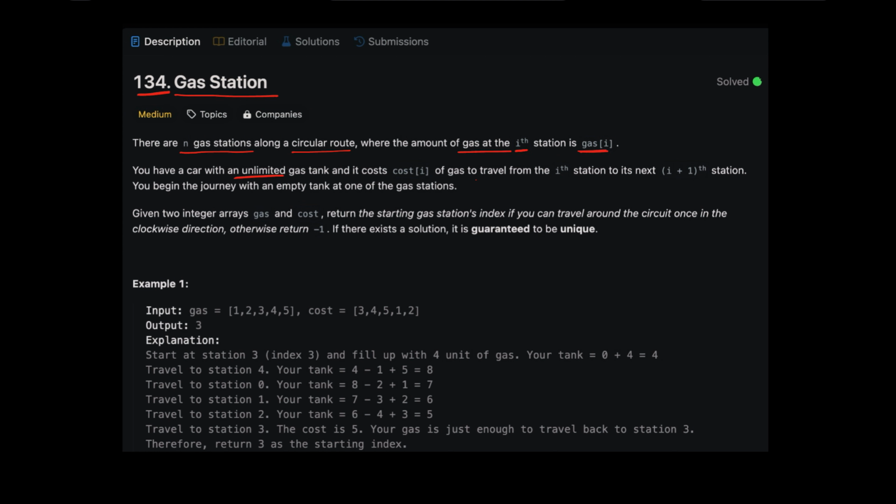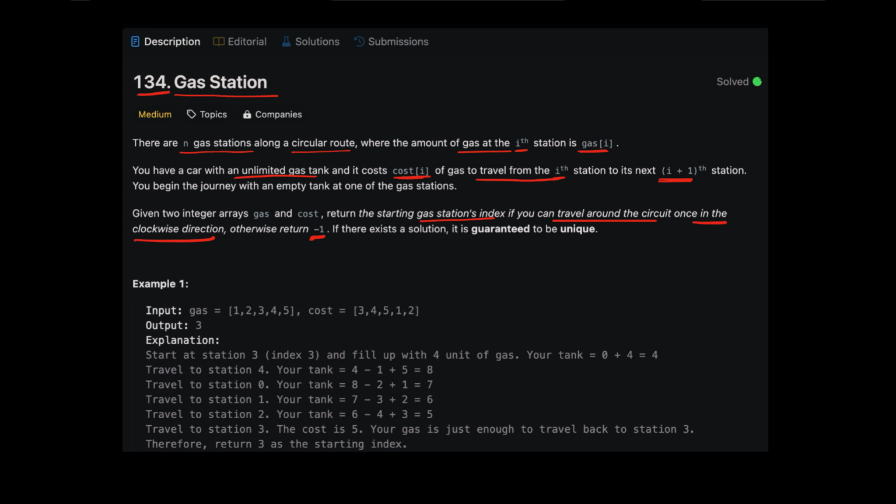We have a car with an unlimited gas tank and it costs cost[i] gas to travel from the ith station to the i plus 1. We need to return the gas station's index if we can travel around the circuit once in the clockwise direction, otherwise return minus 1.